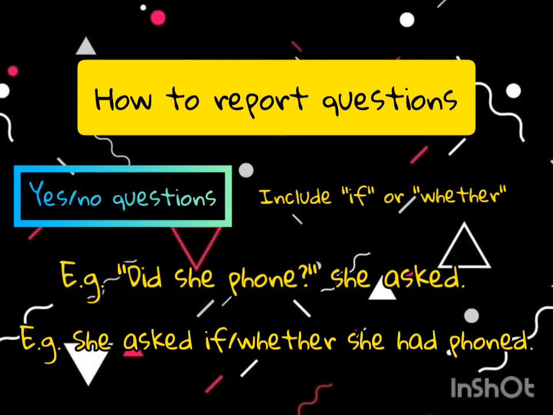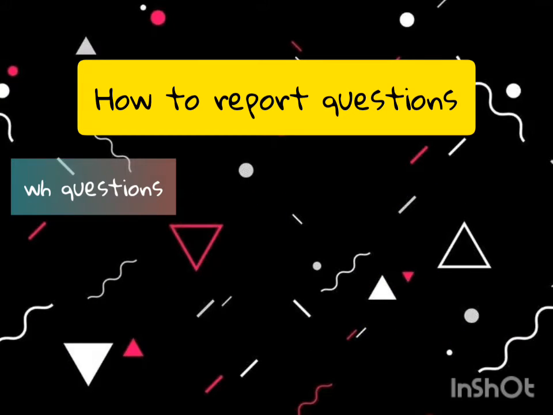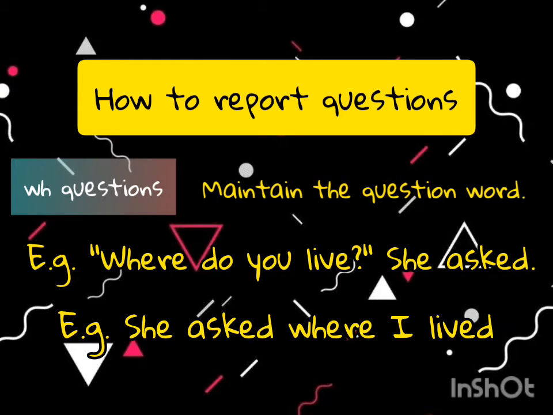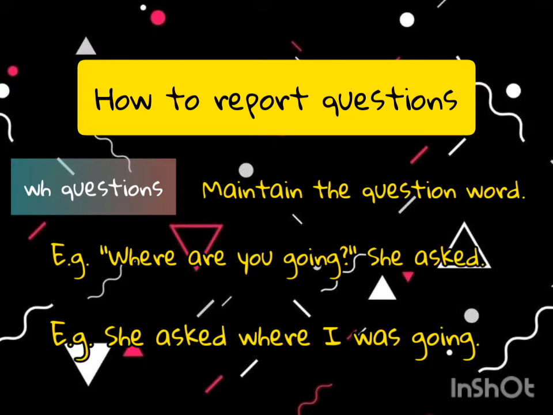Look, "Did she phone?" she asked. She asked if she had phoned. If you have a WH question, the question word or WH word has to be maintained. For example, "Where do you live?" He asked where I lived. As well as in the previous case, note that reported speech has the form of a statement. And please, do not forget to respect the rules for backshift in verb tenses carefully. For example, "Where are you going?" She asked. She asked where I was going.